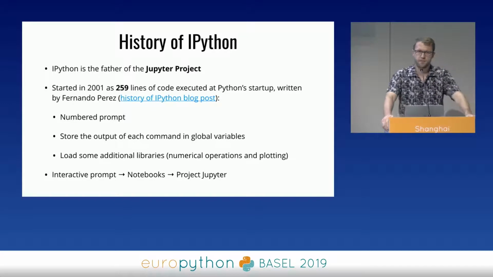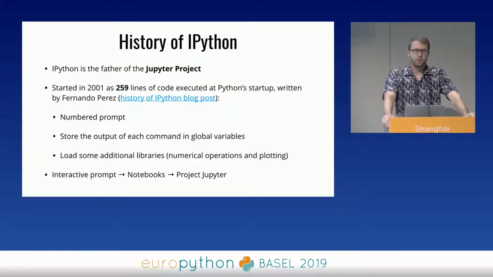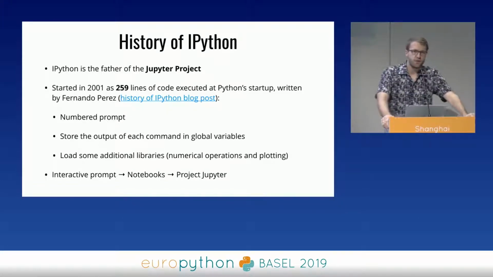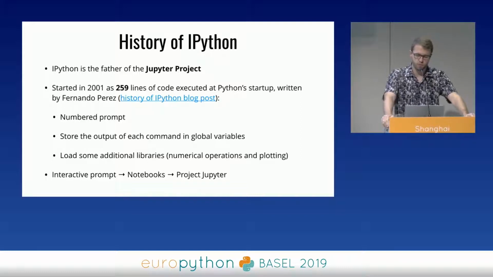So what is IPython exactly? Well, for those of you who never heard about it, IPython is the father of the Jupyter Notebook project. Well, Jupyter Notebook, and Jupyter Notebook is the father of Jupyter Notebook project. No, just Jupyter project. IPython was initially created as 259 lines of code by Fernando Perez in 2001. This code was just executed at Python startup, and all it did at that time was to display a numbered prompt, store the input of each command in a global variable, and import some libraries for mathematical operations and plotting.